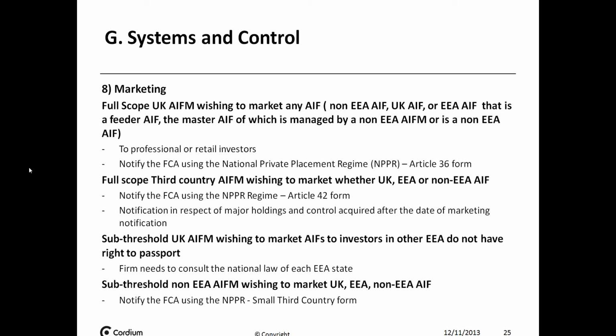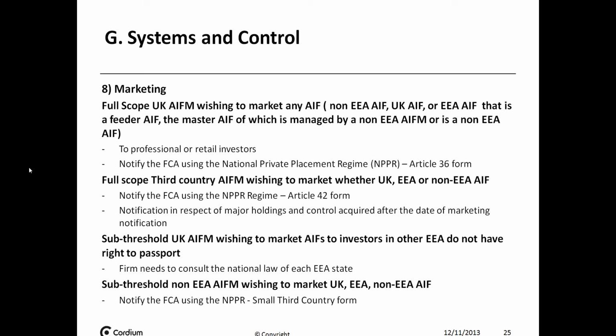So secondly, the second scenario is a full scope UK AIFM wishing to market any AIF. That's a slight typo there. Wishing to market a non-EEA AIF need not complete, or actually cannot complete, the marketing intention notifications in the VOP form itself, but will have to separately file under the NPPR regime, the National Private Placement regime. There are a few different scenarios one needs to consider here, but if you are a UK full scope manager marketing a non-EEA fund, you shall have to make a notification under Article 36 of the private placement regime.